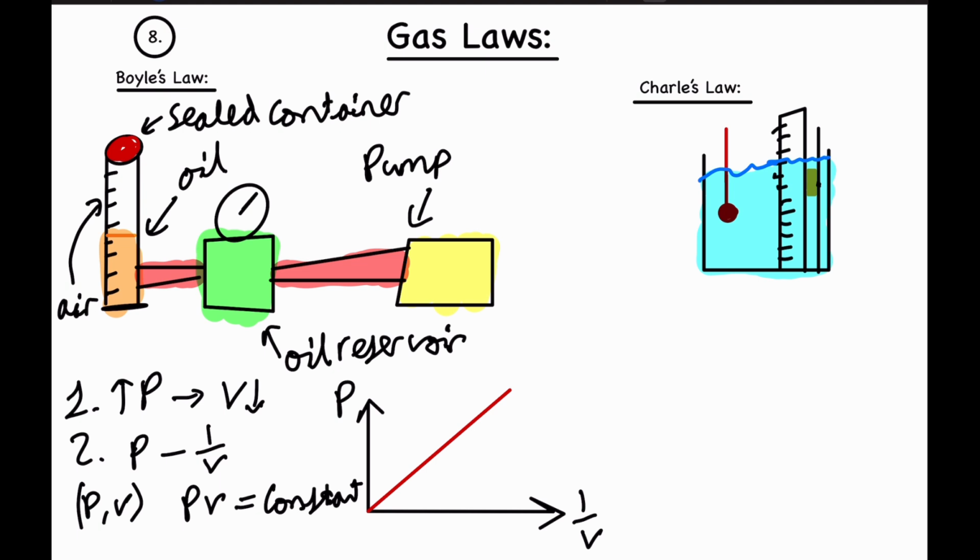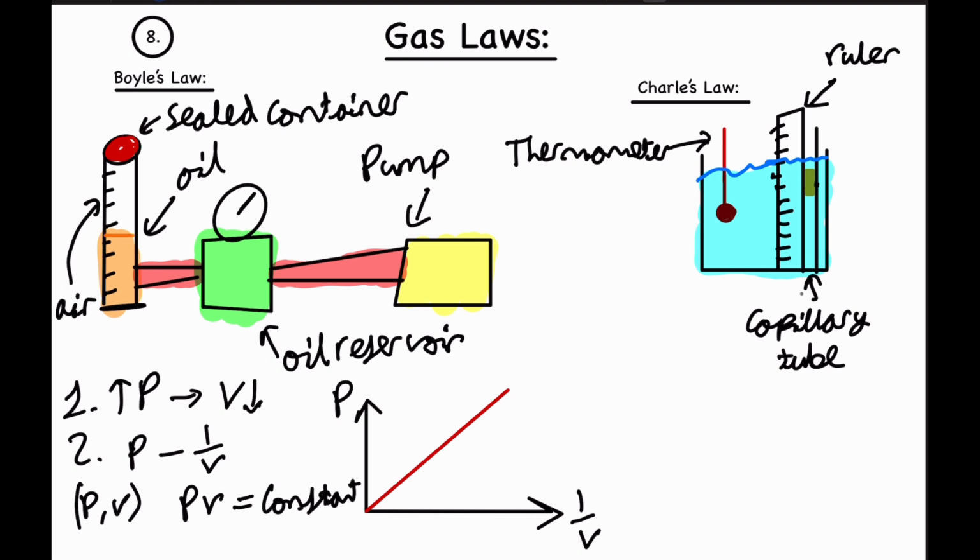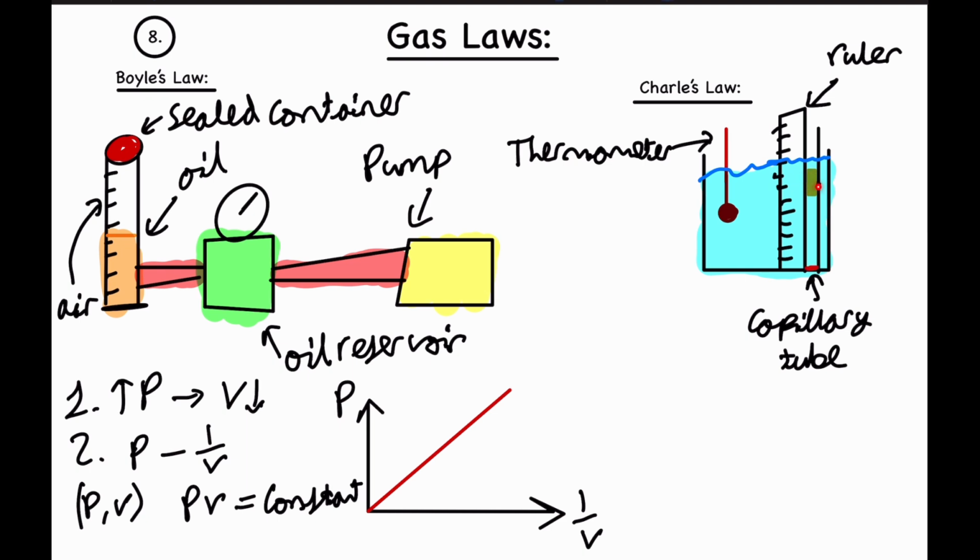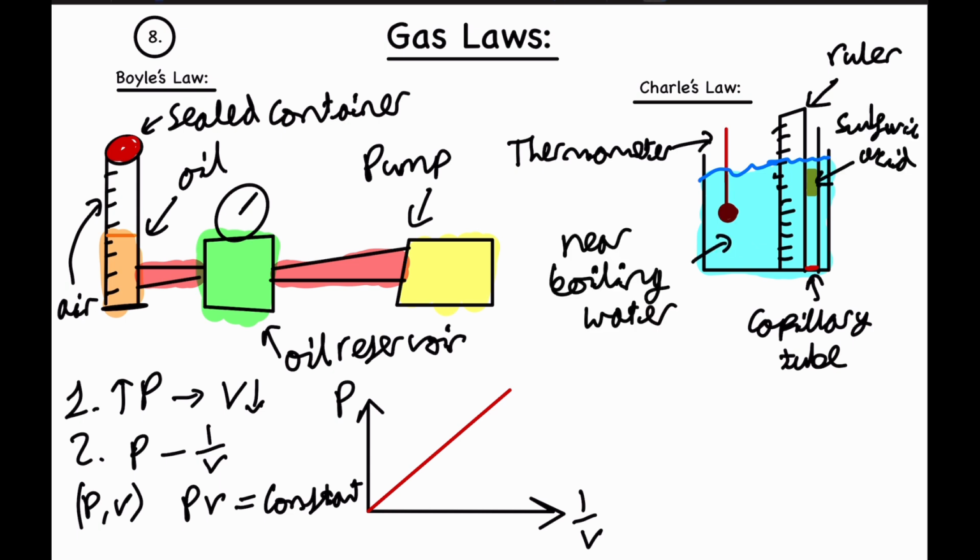Let's label the apparatus. So this would be the thermometer, this would be a ruler, this would be the capillary tube, which is sealed at the bottom, and this is concentrated sulfuric acid, and you would have near boiling water in here. So near boiling water here and sulfuric acid here in the capillary tube. And now let's go on to the steps.